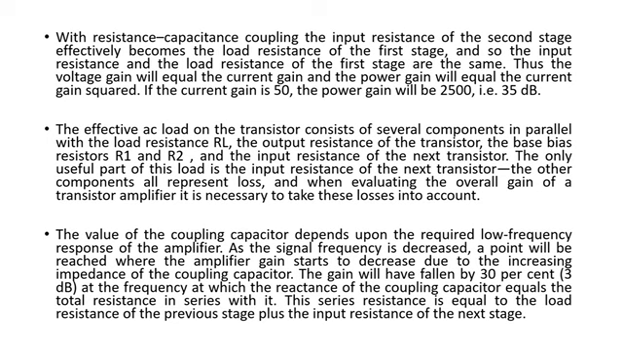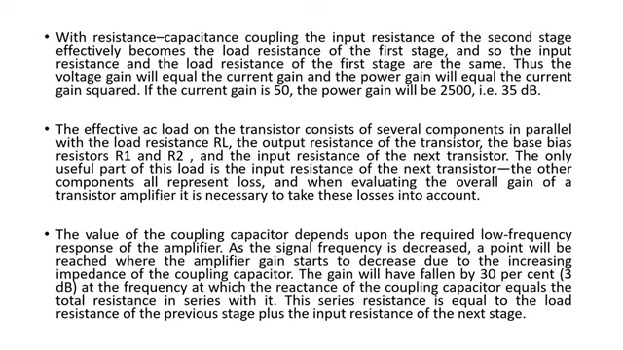The effective AC load on the transistor consists of several components in parallel with the load resistance RL. These are the output resistance of the transistor, the base bias resistors called R1 and R2, and the input resistance of the next transistor. The only useful part of this load is the input resistance of the next transistor. The other components are all present as loss, and when evaluating the overall gain of the transistor amplifier, it is necessary to take the losses into account.